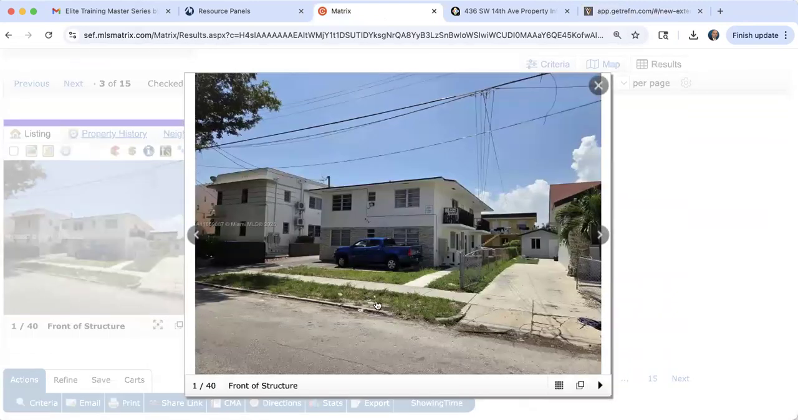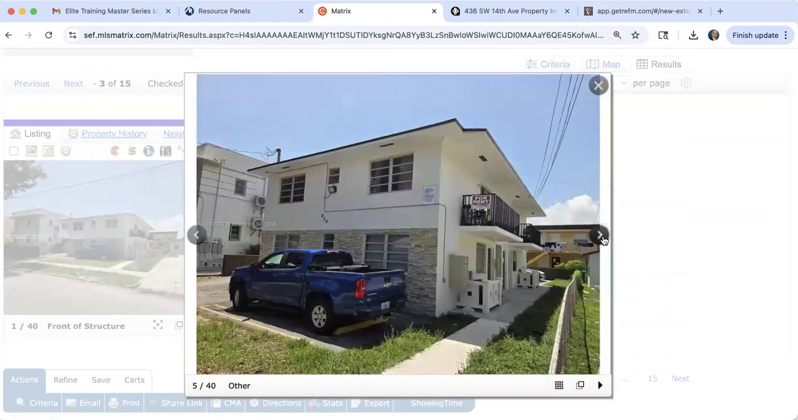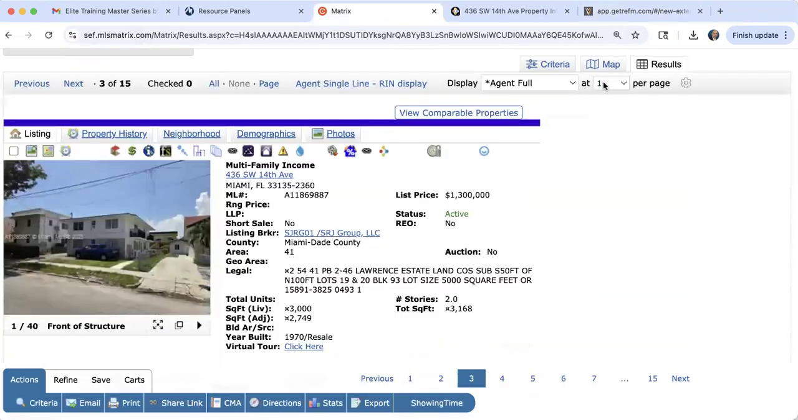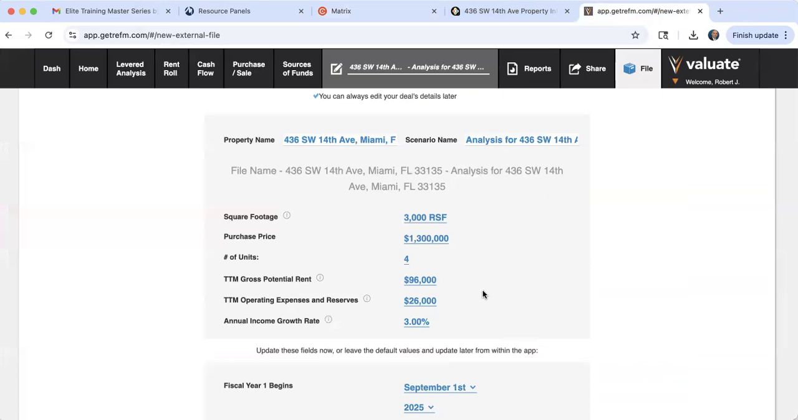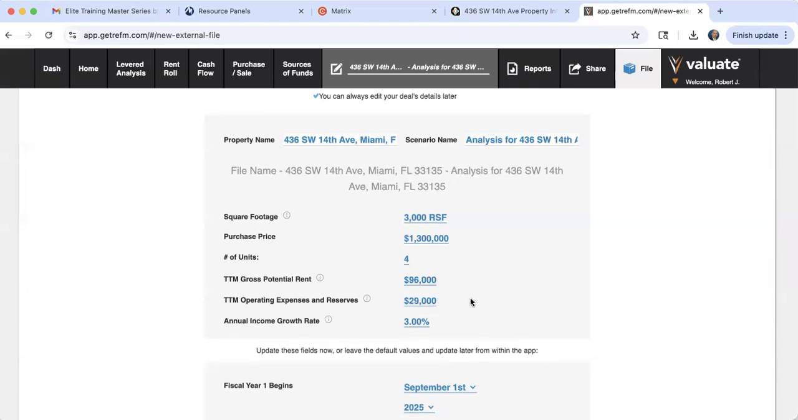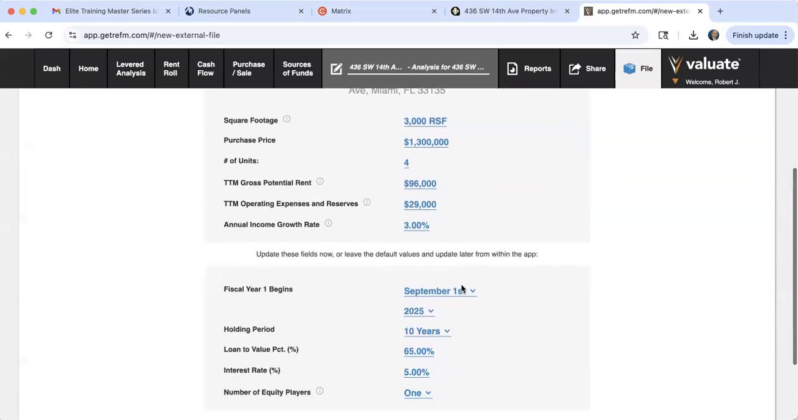How much landscaping do we need? We need some landscaping, as you can see, right? All right. So we need some landscaping, some maintenance. Let's say landscaping a month is going to cost us about 250 a month. All right. So 250 a month, multiply it times 12. Let's go with another 3 grand. All right. So $29,000 in expenses, and we have a gross income of $96,000.